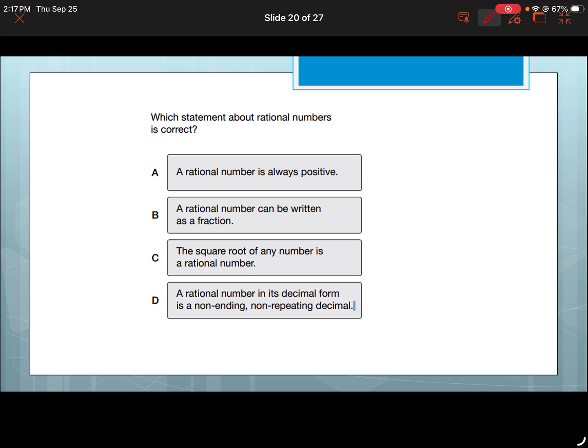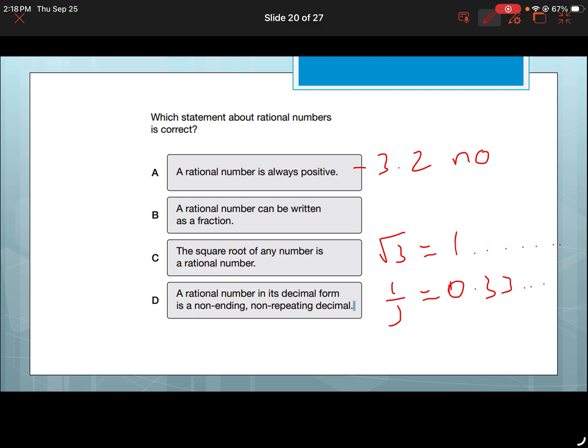Let's talk about it. A rational number is always positive is nonsense, because -3.2, that's a rational number, so no. The square root of any number is a rational number. Well, square root of 3 isn't, is it? Because that number goes on forever. I don't know exactly what it is, but it goes on forever, so that's not rational. A rational number in its decimal form is non-ending and non-repeating. That's not true. 1/3 is 0.3 repeating, and that does repeat, so that's not fine.